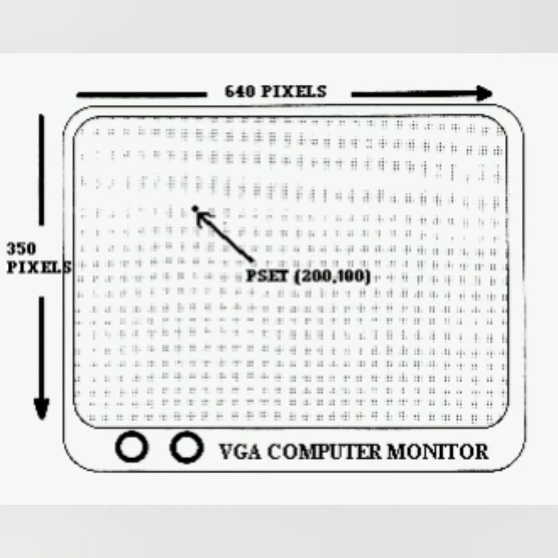Let's say here we want to PSET 200, 100. That means here 200 is the x coordinate value and 100 is the y coordinate value. So if you want to draw a line segment, you have to know the x, y coordinates of point A and point B. When we do the programming later on, you will learn how to do this.